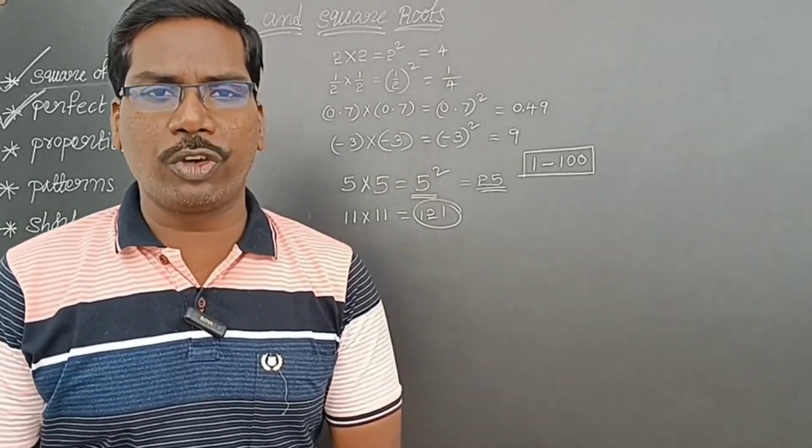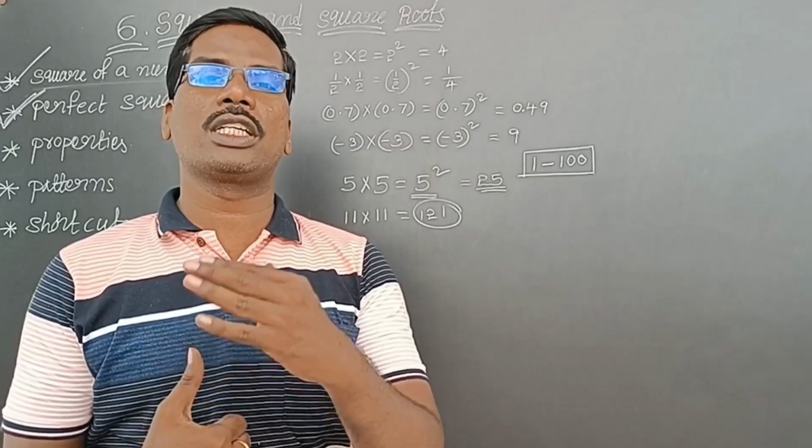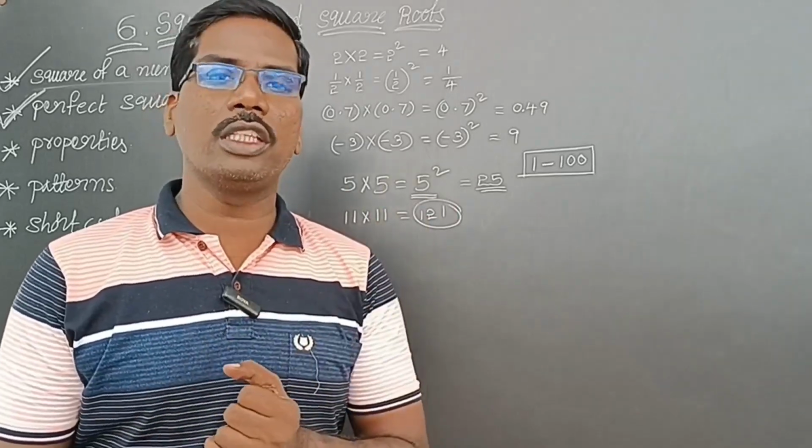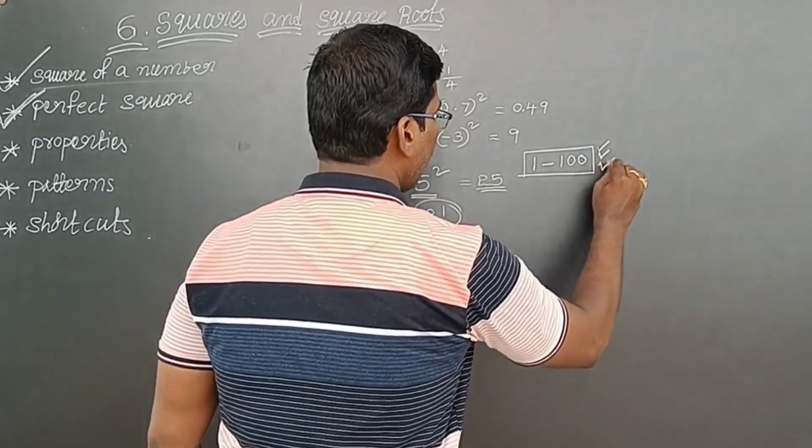88 square 7744. So like that, if you remember everything, or if you do any logics or tricks, definitely this chapter is very easy for you, isn't it? So first of all, 1 to 100 squares you have to know very well in this chapter.